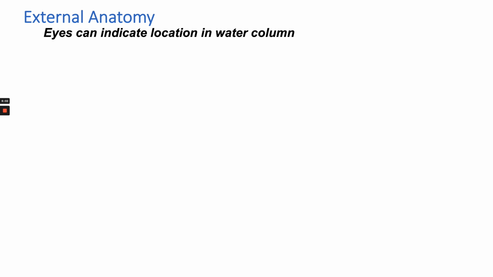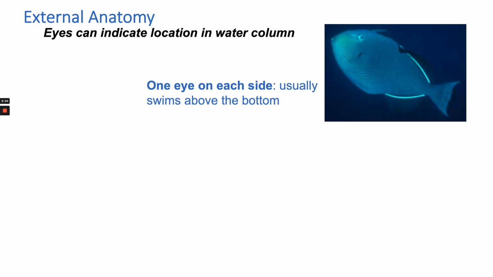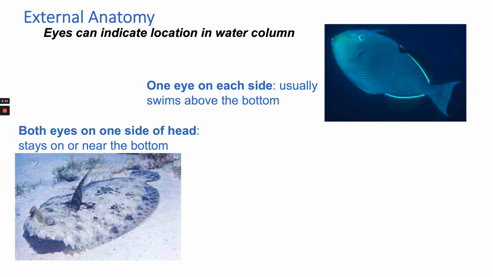So some of the other things we can look at are the eyes, and where the eyes are on a fish can tell us something about where it lives and even sometimes what it eats. Usually if they have one eye on each side, they swim up above the bottom, just a regular kind of fish that you think of as a fish that swims along. But sometimes they might have both eyes on one side of their head. And these are fish that live on the bottom. So they lay on the bottom, and these are things like flounders and halibut.